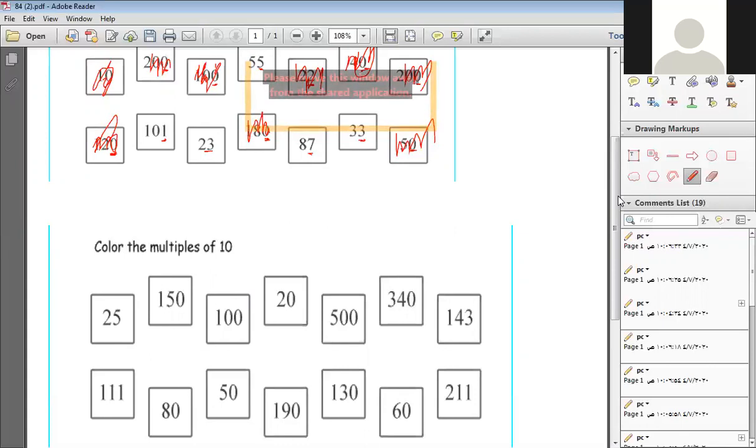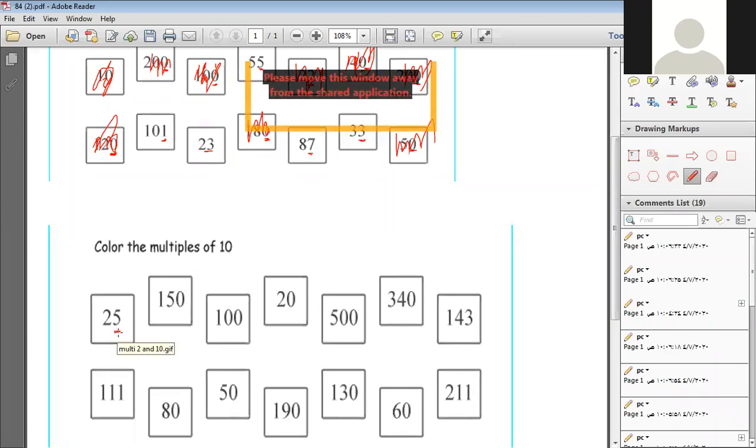But could any multiple of 2 be a multiple of 10? No, because the multiples of 10 only end with a 0, okay? But the multiples of 2 could end with any even number: 2, 4, 6, 8, 0, any even number. Okay, so now he's asking you to color the multiples of 10.